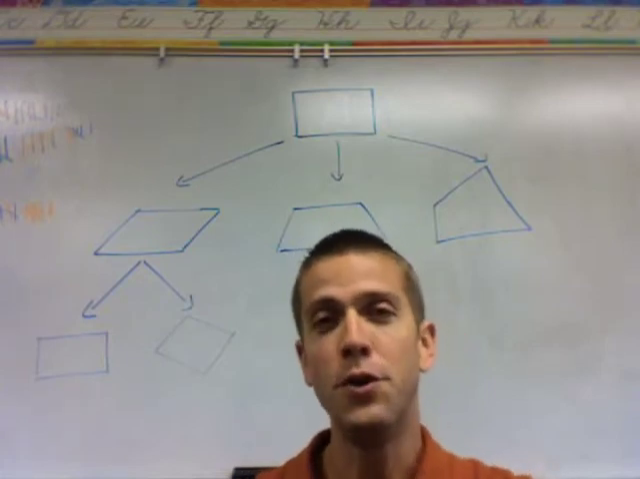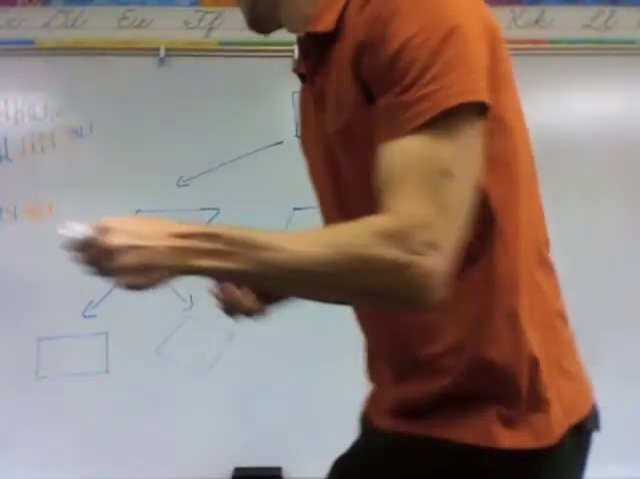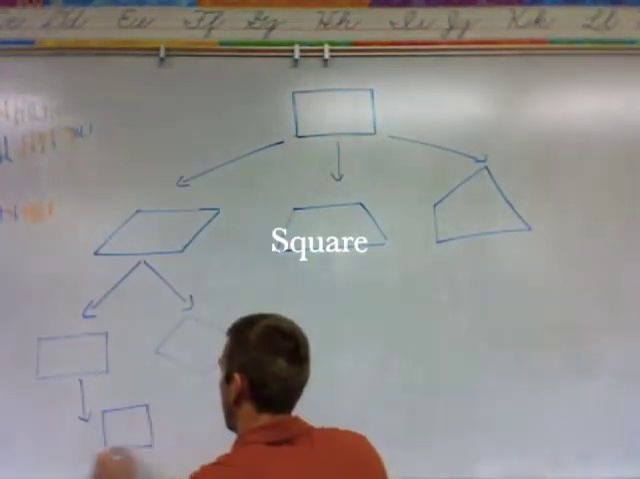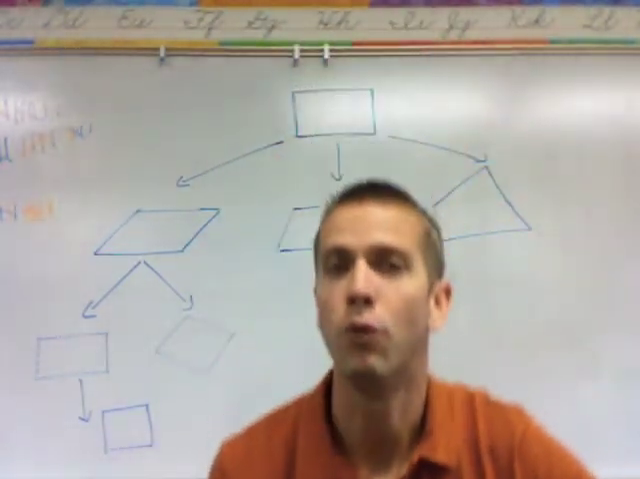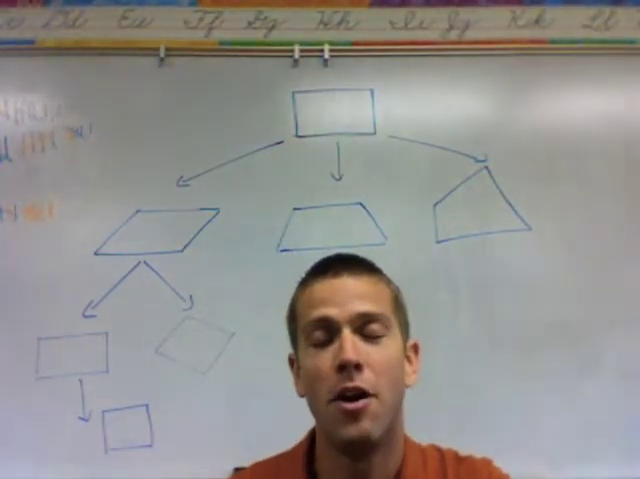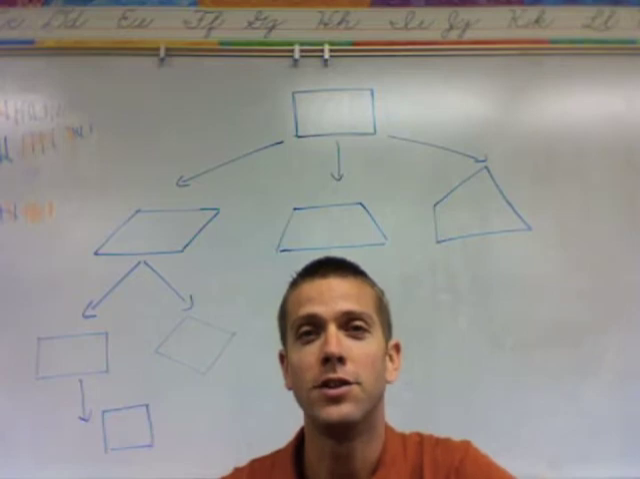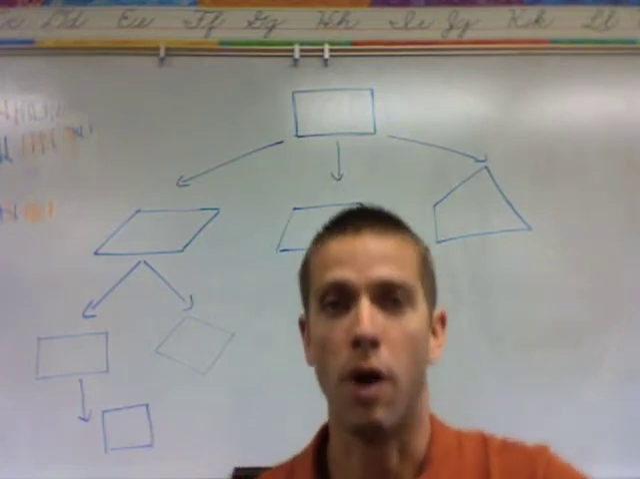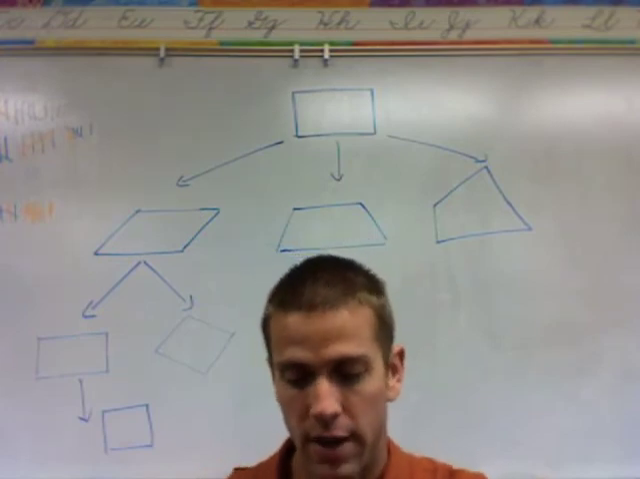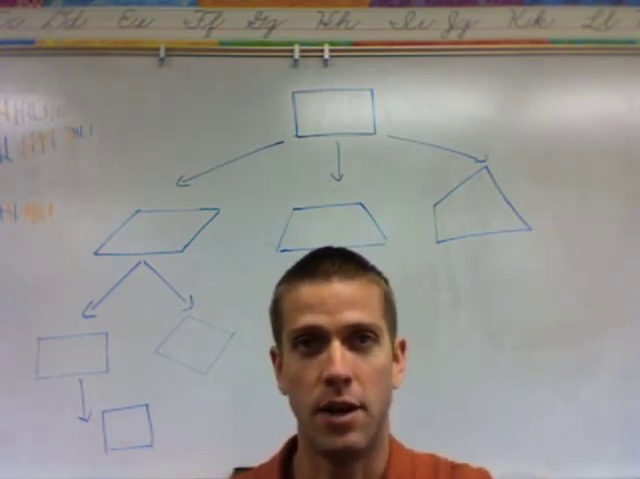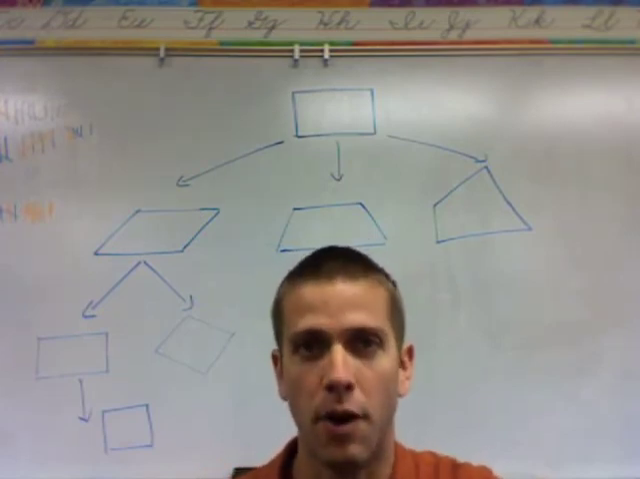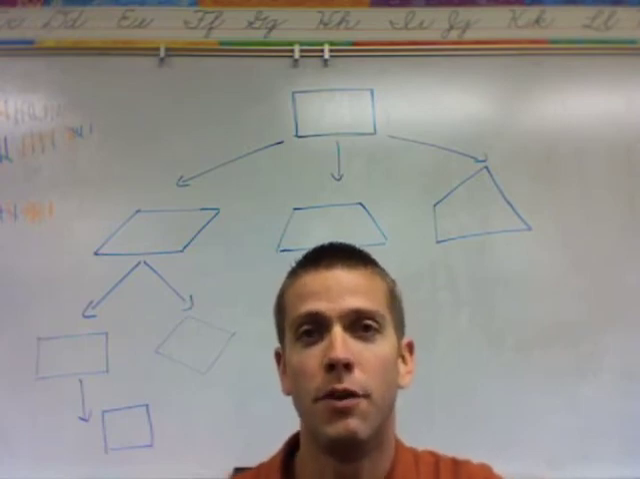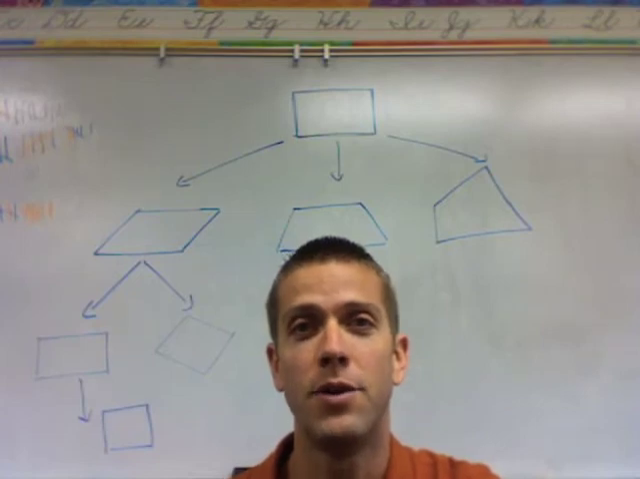So, when you do have a rectangle that has all four sides the same, and all four corners are 90-degree angles, and the sides are parallel to one another, you have a square. So a square is a rectangle with perfect sides, all same sides, and it's also a parallelogram, and it's also a quadrilateral. Okay? Hope you learned a lot more about classifying quadrilaterals.